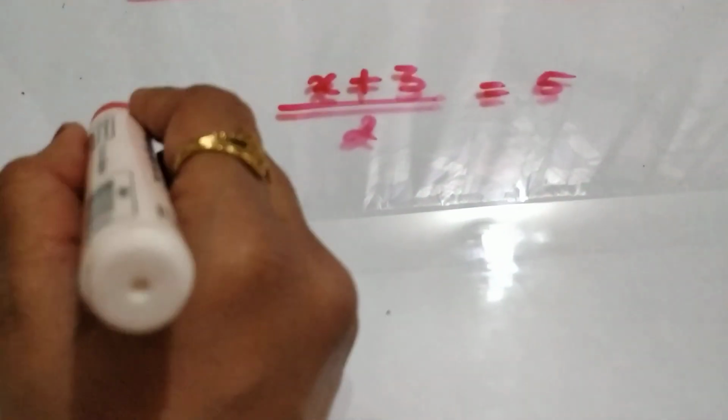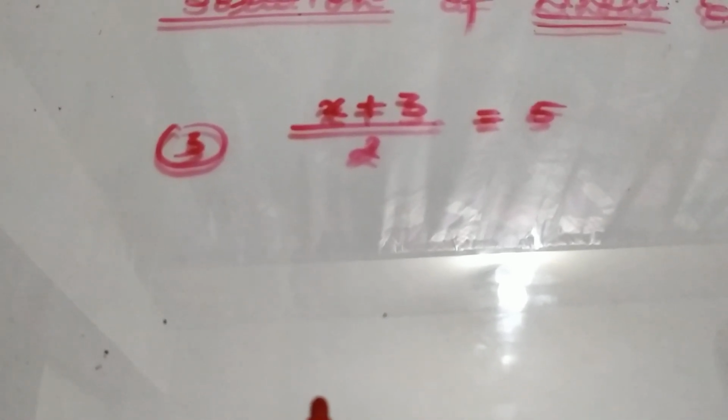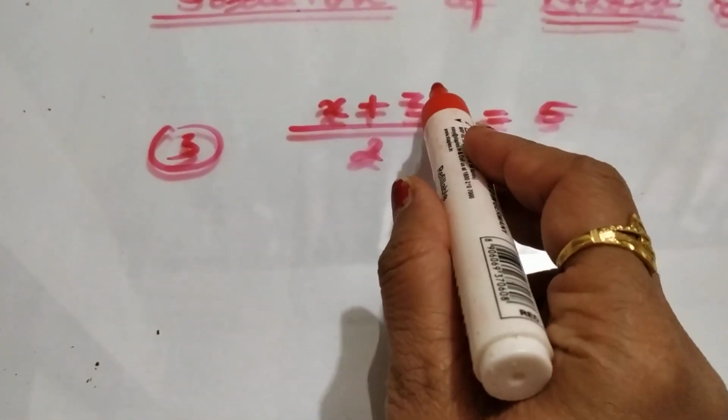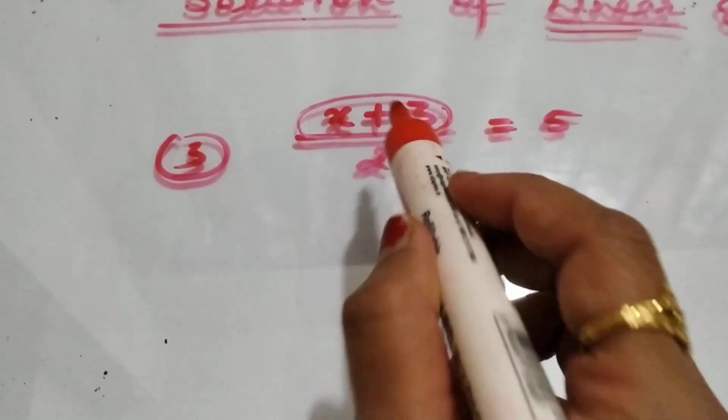Now, another question is this. X plus 3 divided by 2 is equal to 5. Which number do we read first with x? X plus 3. That means 3 is the best friend of x, so we can't separate it easily, right?